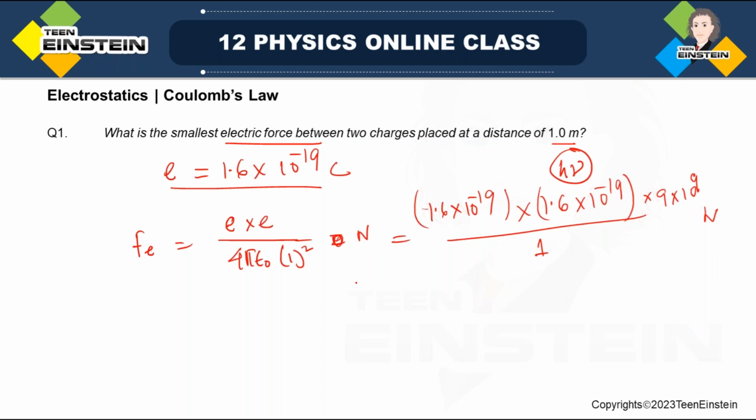So here the value will be how much? If you just multiply all these values, what you are going to get is 2.304 into 10 to the power minus 28 Newton. Okay, this is the smallest force.